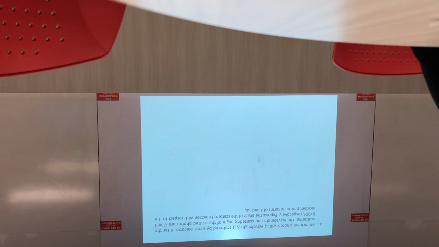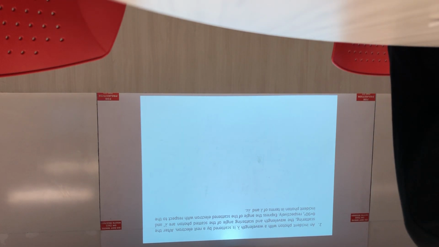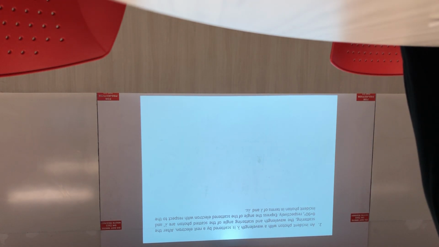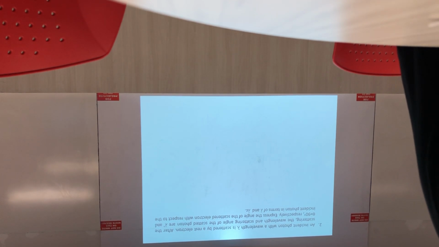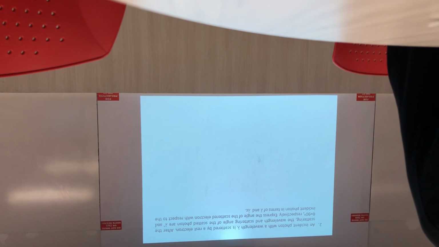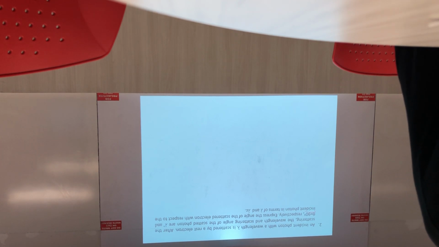Now let's look at question number 2. An incident photon with a wavelength lambda is scattered by a rest electron. After the scattering, the wavelength and the scattering angle of the scattered photon are lambda prime and 90 degrees. So the scattering angle is given, and we need to express the angle of the scattered electron with respect to the incident photon in terms of lambda. So here we want to find this scattered angle for the electron.